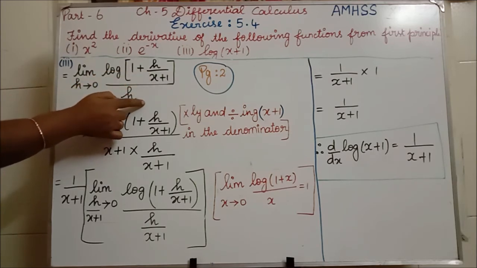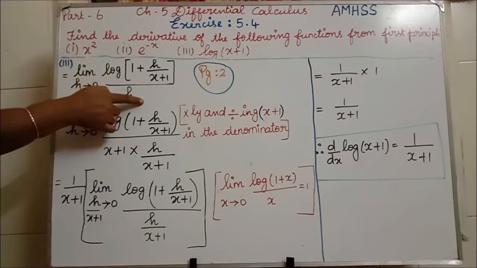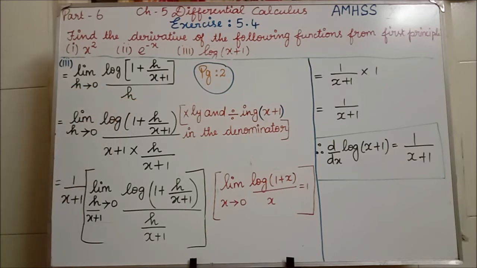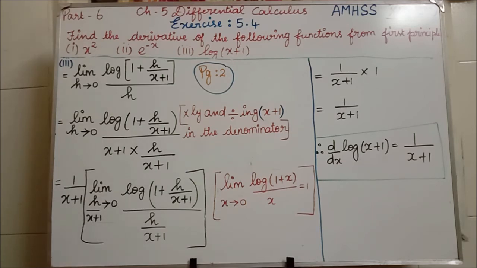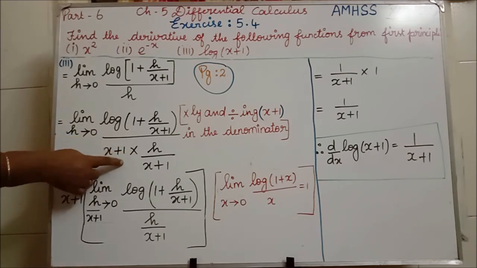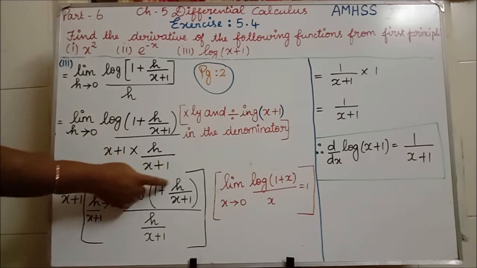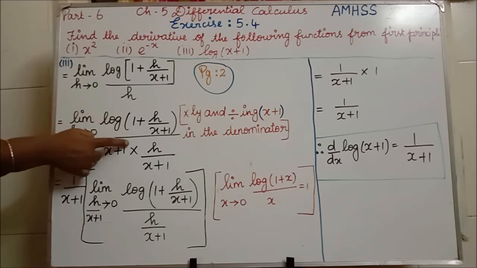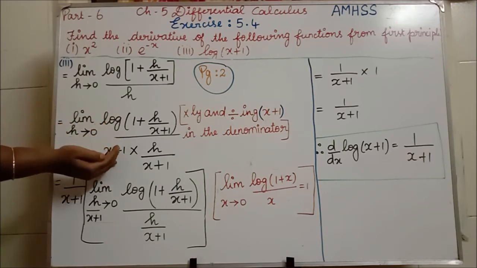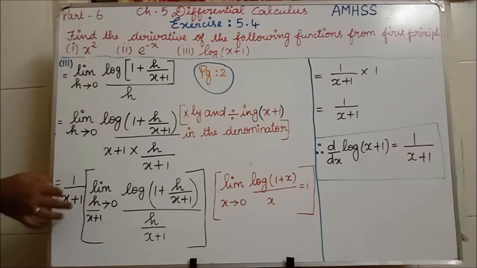But in the denominator, we are not having this x plus 1. That is missing. We need that x plus 1. So, for that, we are multiplying and dividing by x plus 1. Clear? Now, we have multiplied x plus 1 as well as divided by x plus 1. Clear? Now, what I am doing here: your numerator part for this is what? 1. So, I am taking 1 divided by x plus 1 outside.